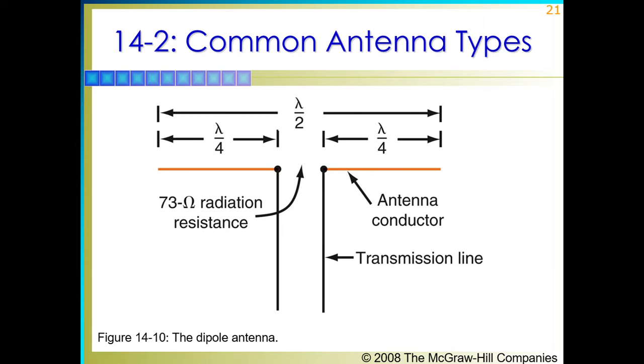The half-wave dipole, one of the most widely used antenna types, is shown in the figure. The transmission line is connected at the center. The dipole has an impedance of 73 ohms at its center, which is the radiation resistance. At the resonant frequency, the antenna appears to be a pure resistance of 73 ohms.